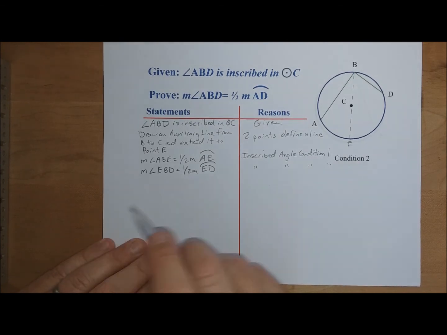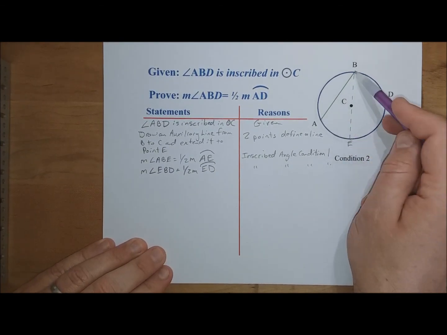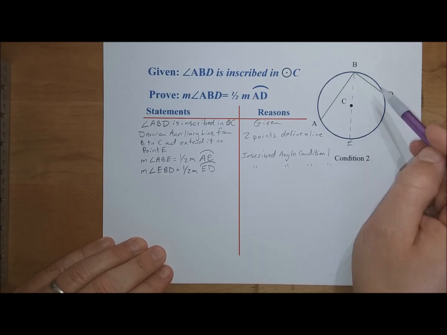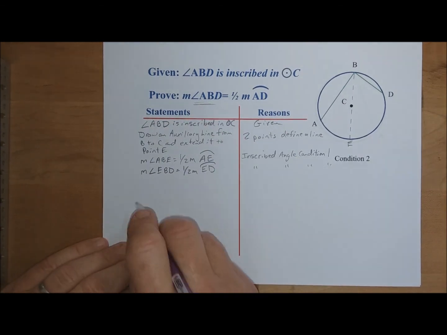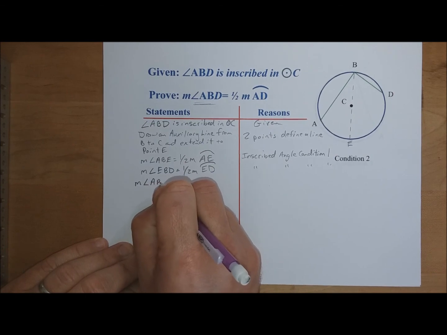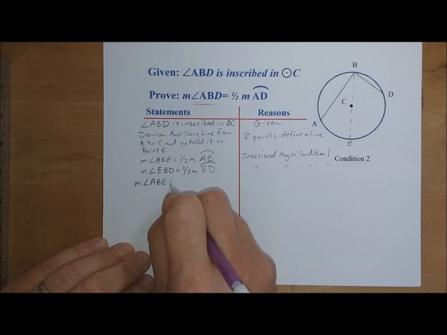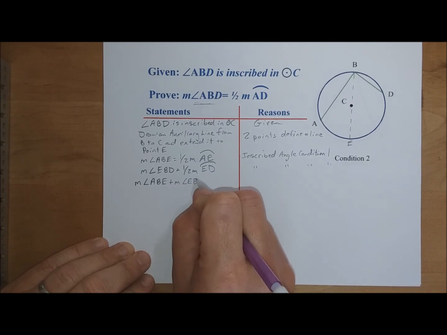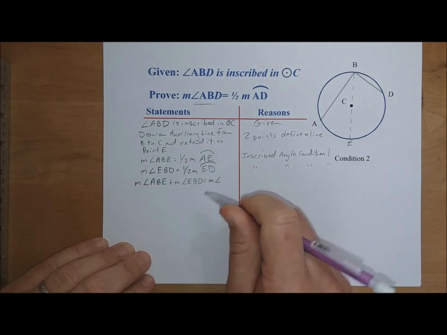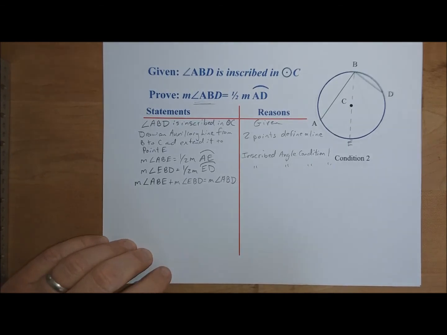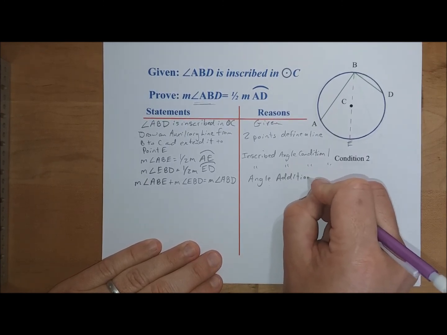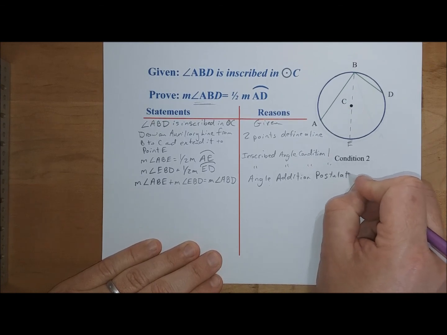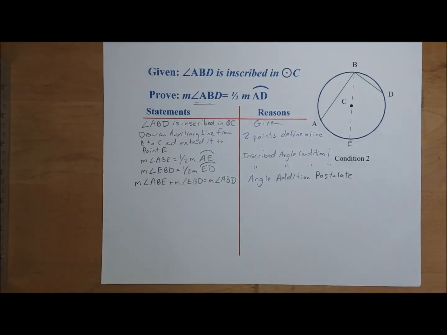Well, I'm looking at the fact that angle ABE plus angle EBD adds up to this inscribed angle ABD, which is the one we're looking to prove, right? So I'm going to go ahead and state that the measure of angle ABE, this guy, plus the measure of angle EBD equals the measure of angle ABD. How do I know that? That is our angle addition postulate. In the past, we've abbreviated that as AAP, but that's going to be ambiguous now because of the next step we're going to do here. Hopefully you recognize what that is.